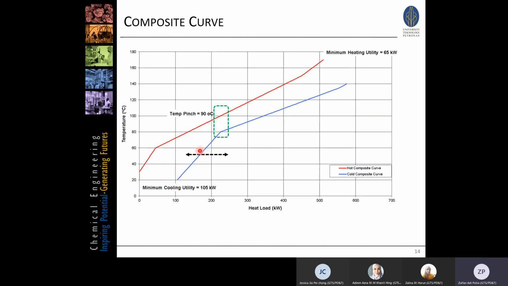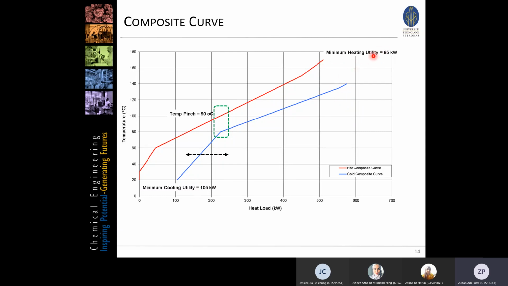Basically, this blue curve, for easier visualization, we can move it to the right and to the left. If we move it to the right, the distance between the hot curve and the cold curve becomes wider. If we move it to the left, the delta T will become smaller. If we move it to the right, the delta T becomes larger, and this non-overlapping area also becomes larger. Can you imagine that?